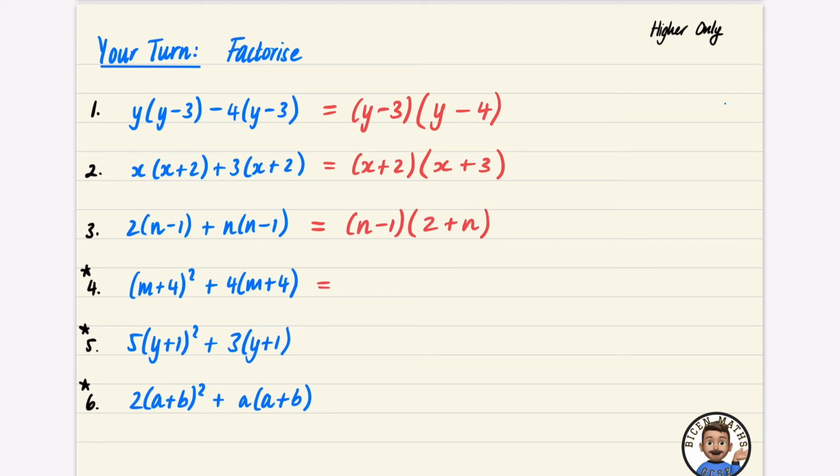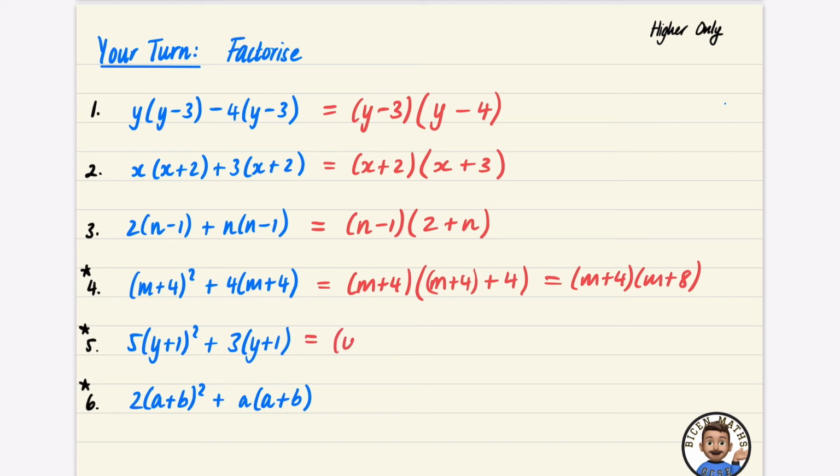Okay, this is a little bit trickier. They've both got an n plus 4. The first term needs to be multiplied by another n plus 4. The second term just needs to be multiplied by a 4. The second bracket that we've got there is just going to simplify to m plus 8.